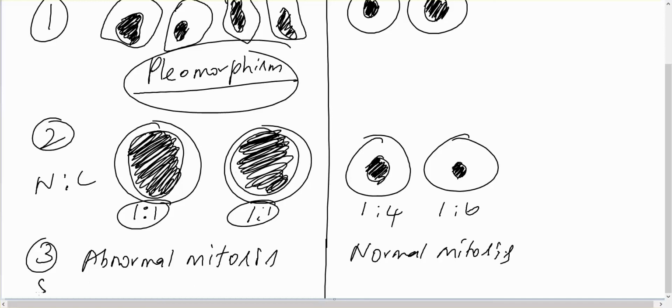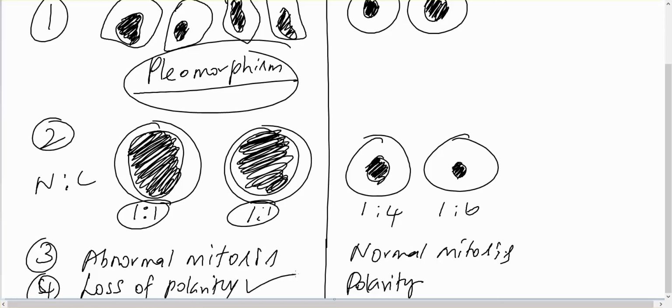And the fourth point is that the anaplastic cells lose their polarity. Loss of polarity means the cells lose their orientation together, whereas normal cells maintain the polarity. For example, the basal cells will be on the basal side, they will not go into the superficial side. So this is called polarity. There will be loss of polarity in the anaplastic cells. So this is all about the morphological features of anaplastic cells.